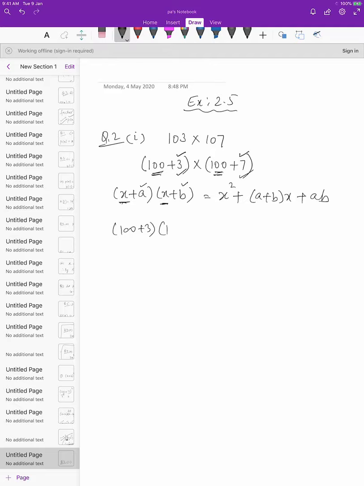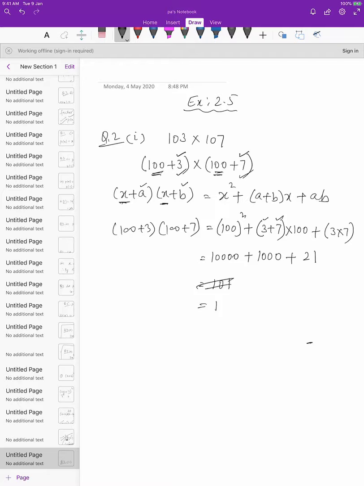So can we write the expanded form of this, which gives us 100 plus 3 into 100 plus 7 is equal to x square, means 100 square, plus a plus b, that is 3 plus 7 into x, but in place of x we have 100, plus a into b, that is 3 into 7. That makes it 10,000, plus 3 plus 7 will be 10. 10 into 100 will give you 1000, plus 3 into 7 is 21. So 10,000 plus 1000 plus 21 will be 11021. This will be the product of 103 into 107.